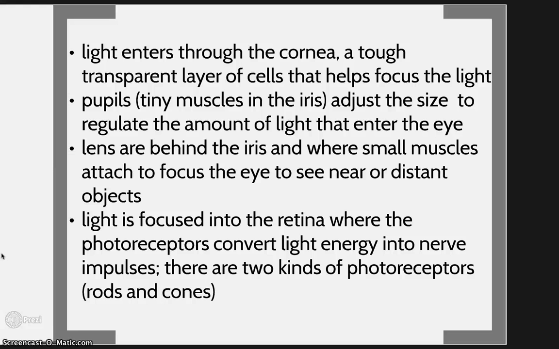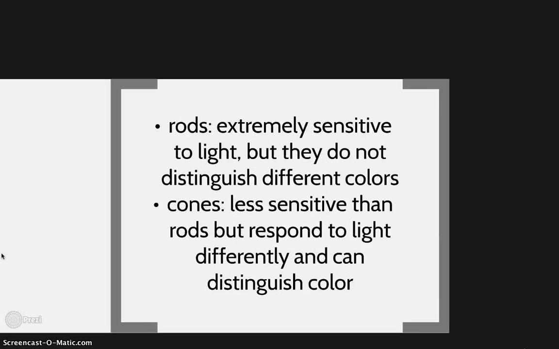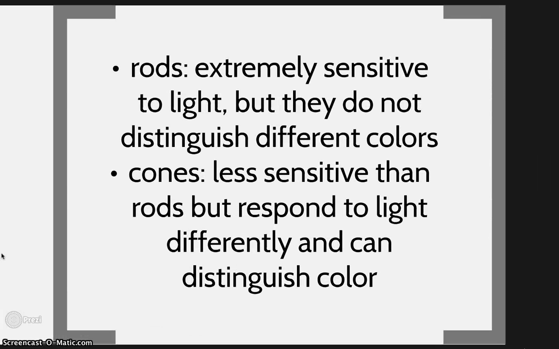Lenses are behind the iris, where small muscles attach to focus the eye to see near or distant objects. Light is focused onto the retina, where the photoreceptors convert light energy into nerve impulses. There are two kinds of photoreceptors, rods and cones. Rods are extremely sensitive to light, but they do not distinguish different colors. Cones are less sensitive than rods, but respond to light differently and can distinguish color.